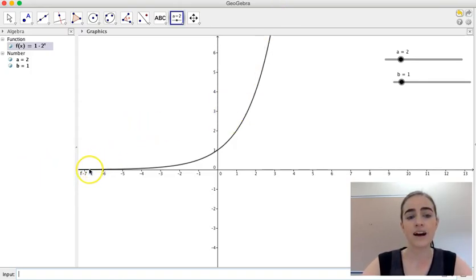So at the moment it's starting very small over here, and as we move to the right it's increasing faster and faster. So it's getting steeper and steeper the further we move along, and that means that it's an increasing function. So as we move to the right it's increasing.